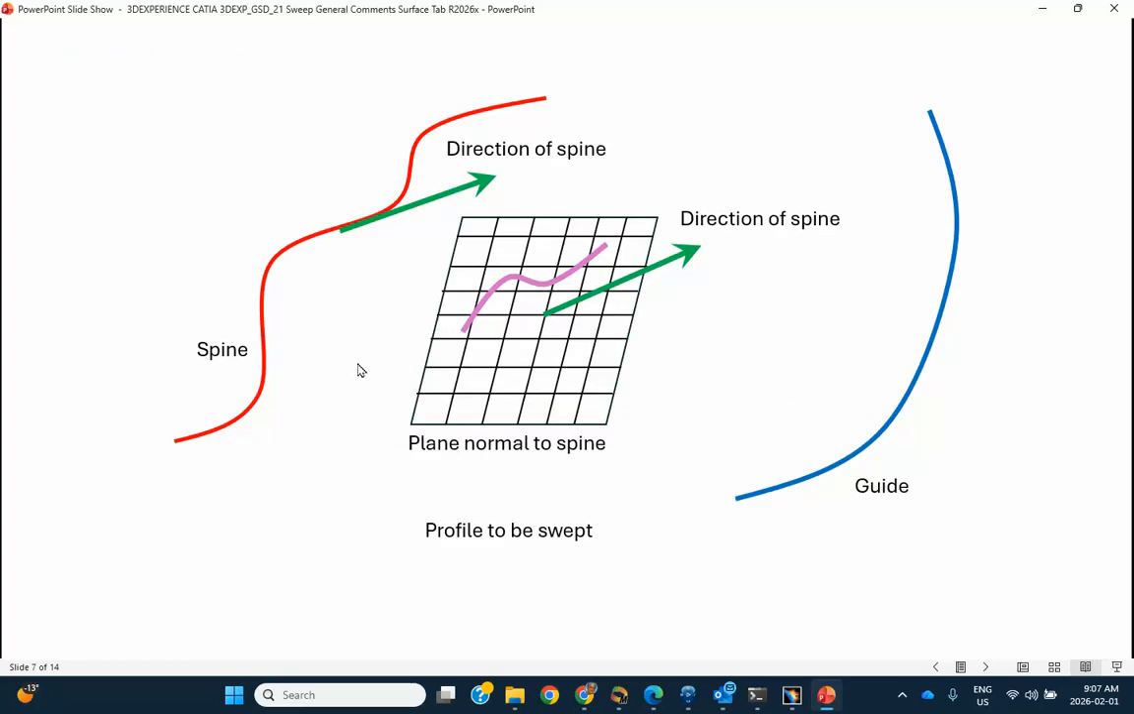All right, so here's the situation. One more time. You have a spine, you have a guide, and you have a profile. So at any point on the spine, there is a normal plane. The profile is drawn on that normal plane, okay?